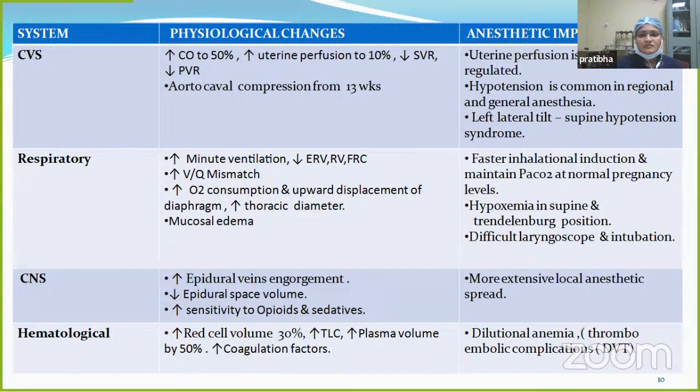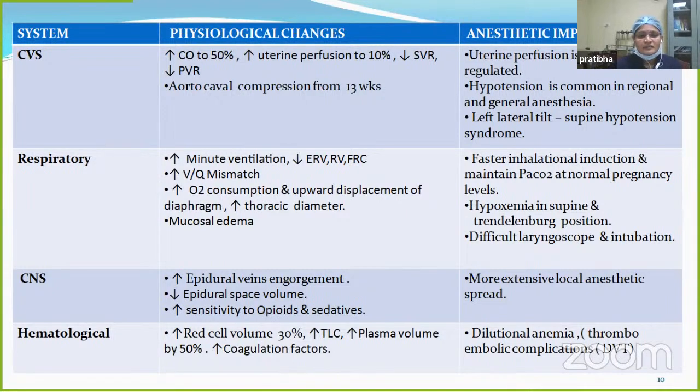System-wise physiological changes, coming to the cardiovascular system: there will be a 50% increase in cardiac output, a 10% increase in uterine perfusion, and decreased systemic vascular resistance and peripheral vascular resistance. Due to this, hypotension is most common. Hypotension is more common in regional anesthesia compared to general anesthesia, and it should be managed with left lateral tilt with a right side wedge placed.